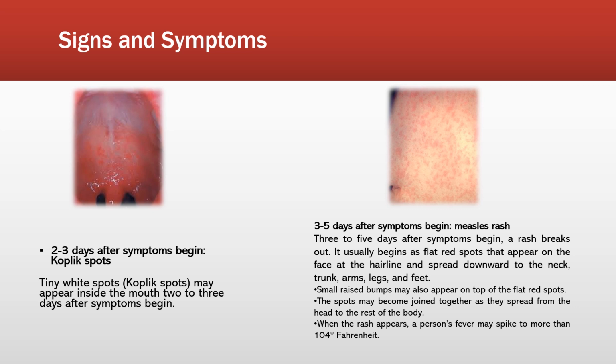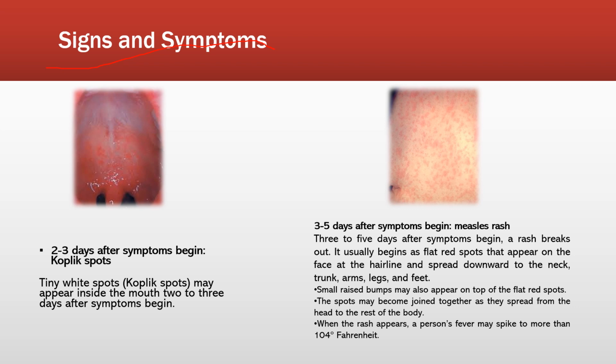Alright, so these are the signs and symptoms. This can be seen about 2 to 3 days after symptoms begin. These are called Koplik spots. Tiny white spots, the Koplik spots, may appear inside the mouth 2 or 3 days after symptoms begin. And this is a red rash 3 to 5 days after symptoms begin, a measles rash. This is what it looks like.